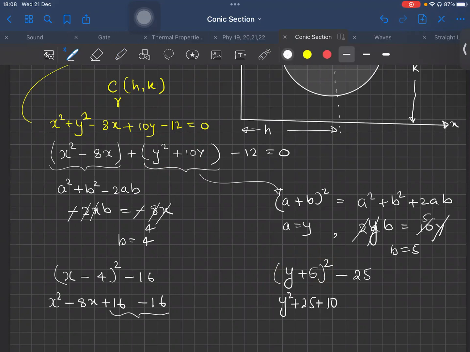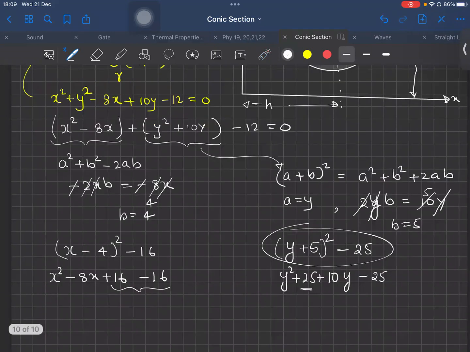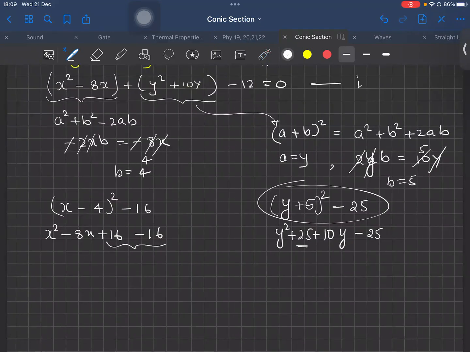But you see here we only have y square plus 10y. So y square plus 10y, we already got here, but we also need 25. That's why we are subtracting 25 from this term. So we can write (y plus 5) whole square minus 25, second term. Again, let's say this is equation number 1, 2, and this one is 3.